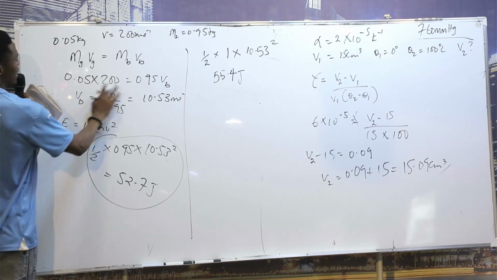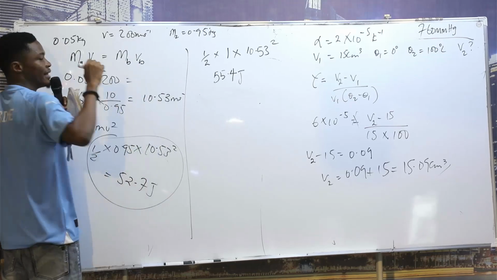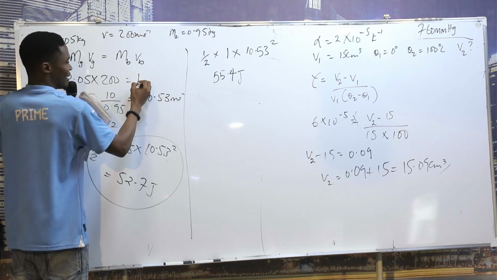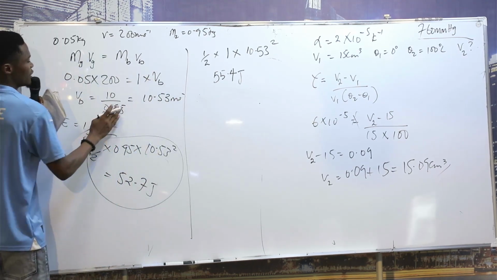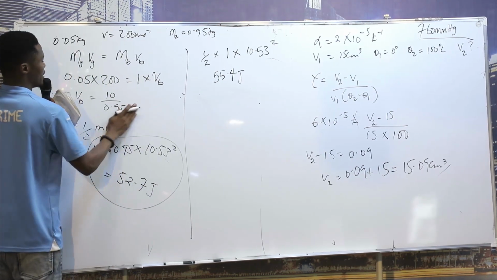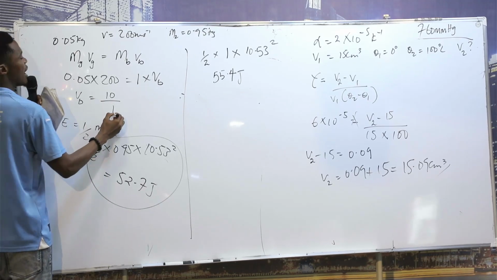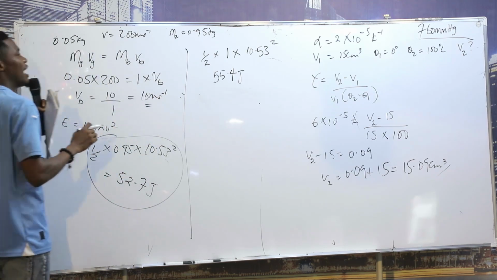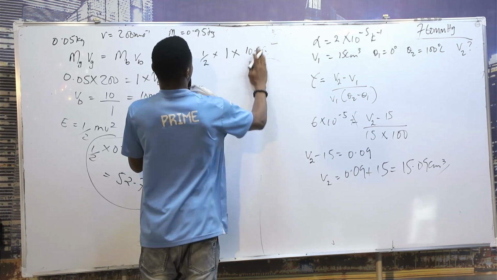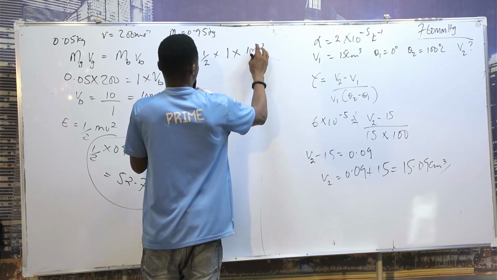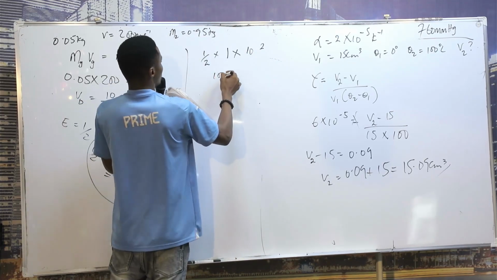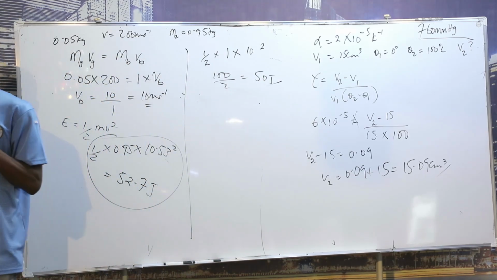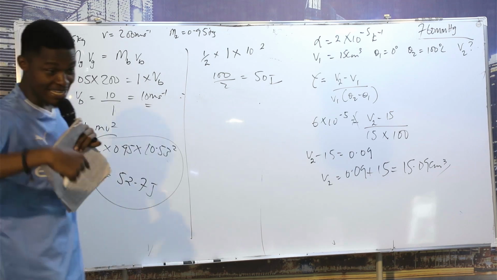Okay, so here is correct. Nothing is changing here. But here, the bullet has penetrated that block. So the total mass is going to be 1 times VB. So this is going to be 10 over 1, which is 10 meters per second. Then I will now apply it here. So 10 squared, that will be 100 over 2, which is 50 joules.